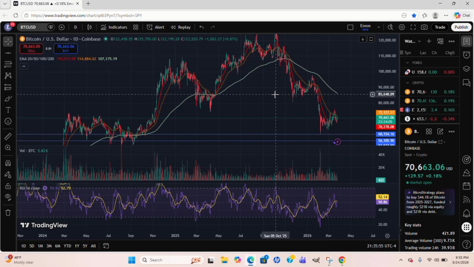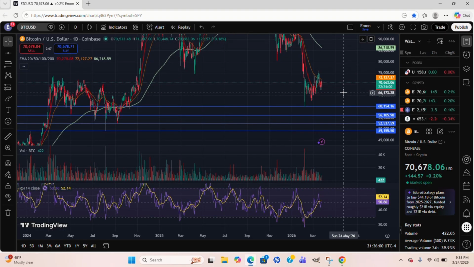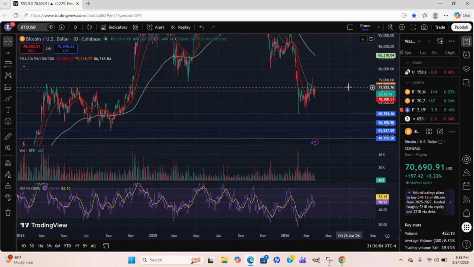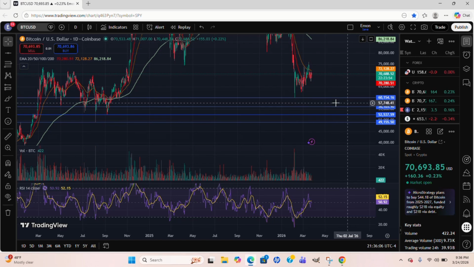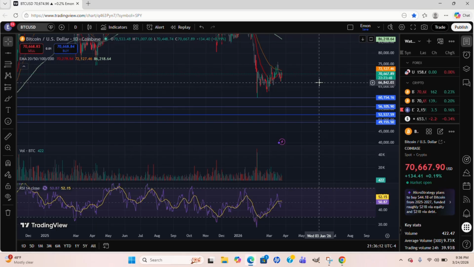Okay. So I drew some supports already, you know. You can also draw a lot of supports above it, but I'm drawing these supports under today's price action so that you understand where Bitcoin can go.